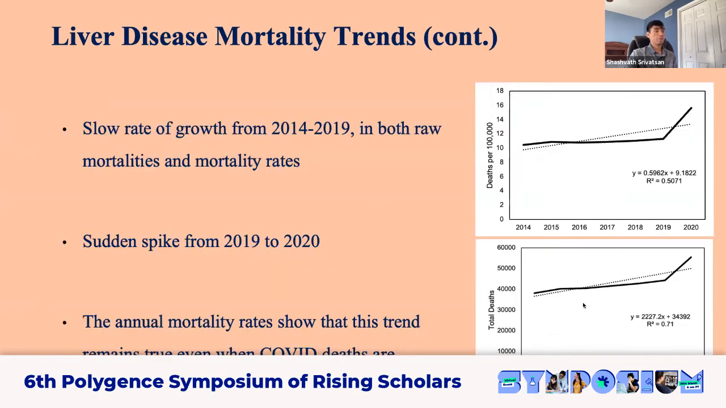All right, so these are just additional mortality trends. The graph on the top depicts yearly mortality rates, and the graph on the bottom shows total deaths from 2014 to 2020. They both reflect the same general trend, which is an increase starting in late 2019 to 2020, which is when the pandemic started. This shows that there definitely is a sudden increase in the rate of increase of deaths, and that there is something going on between COVID-19 and liver disease.